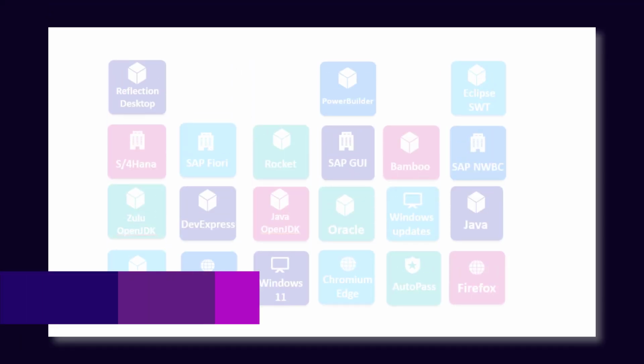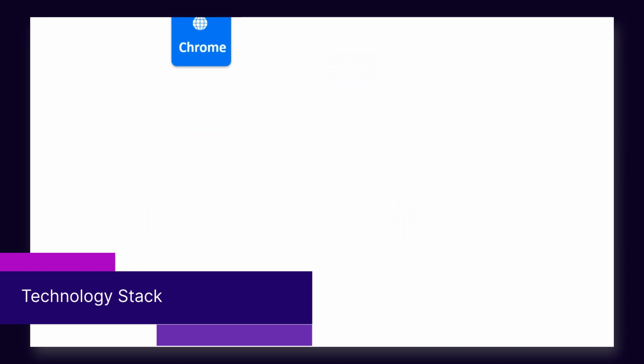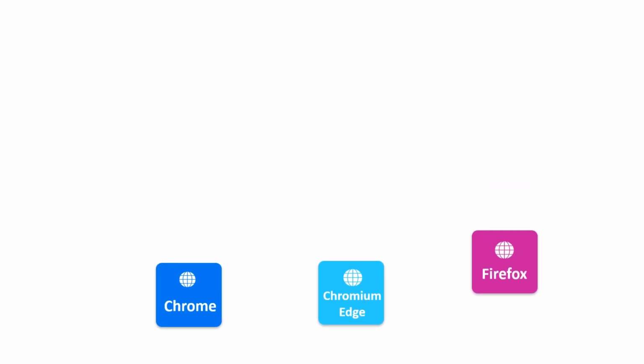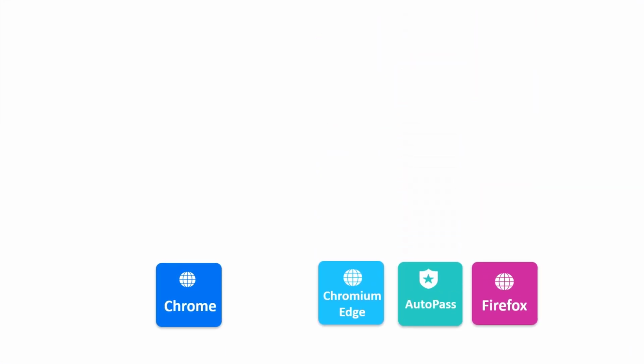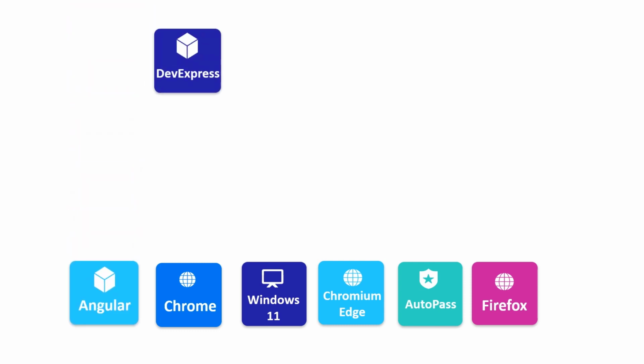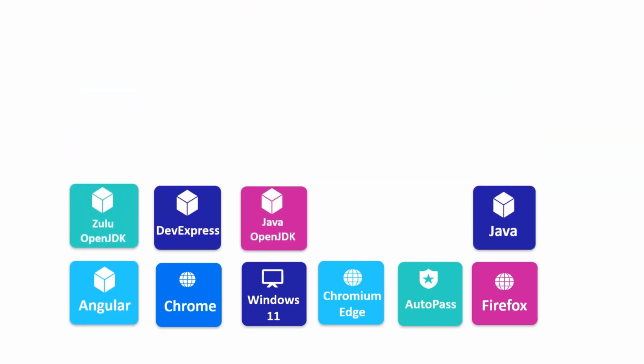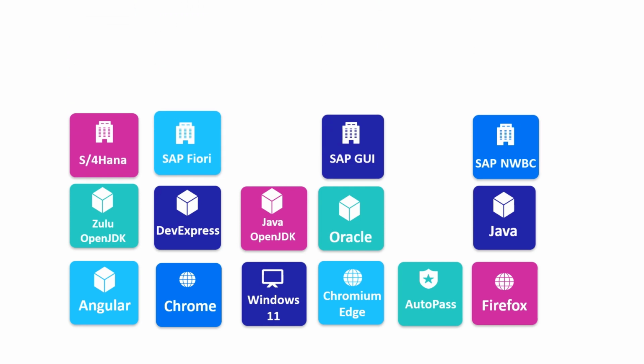This UFT One release supports new versions of Chrome, Chromium Edge, and Firefox, new AutoPASS license server versions, and Windows 11. It also adds support for over 20 new technology versions, including Angular, DevExpress, Java, Oracle, SAP, and many more.